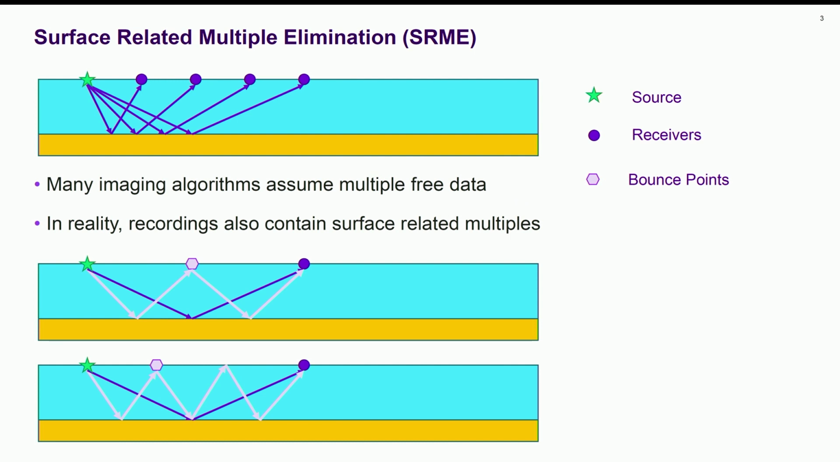So going back to the very, very basics, what is surface-related multiple elimination in the first place? Many of our imaging algorithms, when we're trying to make a picture of the underground, assume that we have no multiples in our data. But when we actually collect it, that's not true. So we have to find some way of estimating those, and then subsequently we can subtract them.